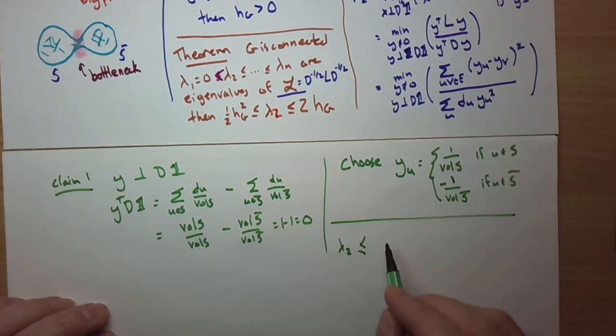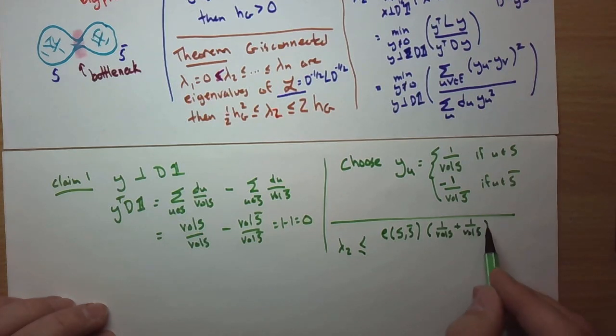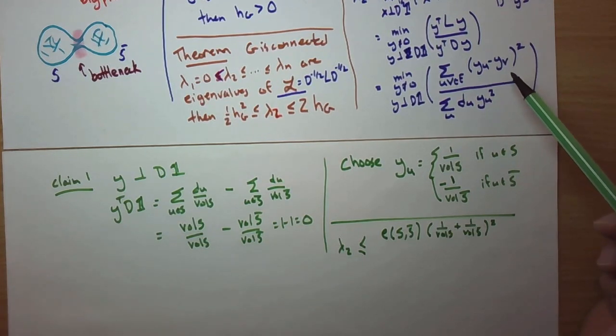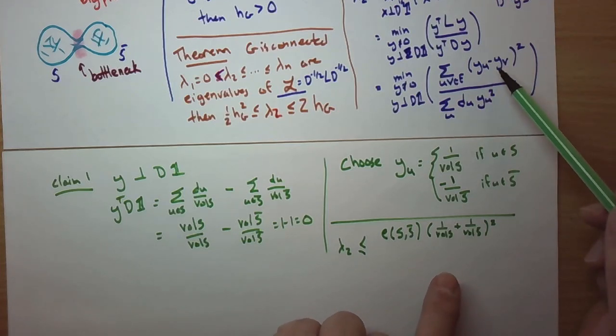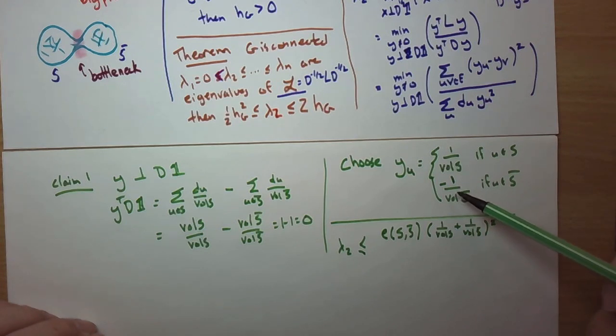Well, we're going to get upstairs, the only thing that we get is the number of edges between S and S complement times (1 over volume of S plus 1 over volume of S complement) squared. That's what will happen upstairs. Because the only thing that counts is if they're in different sides. And when they are in different sides, it's one term subtract the other. And the number of times I count that is the number of edges.